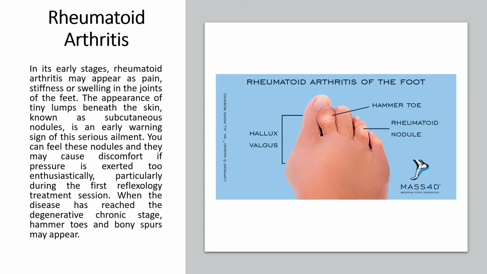Rheumatoid arthritis. In its early stages, rheumatoid arthritis may appear as pain, stiffness, or swelling in the joints of the feet. The appearance of tiny lumps beneath the skin, known as subcutaneous nodules, is an early warning sign of serious ailment. You can feel these nodules and they may cause discomfort if pressure is exerted too enthusiastically, particularly during the first reflexology treatment session. When the disease has reached the degenerative chronic stage, hammer toes and bony spurs may appear.